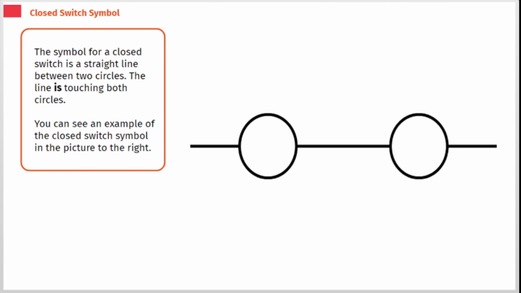The symbol for a closed switch is a straight line between two circles. The line is touching both circles. You can see an example of the closed switch symbol in the picture to the right.